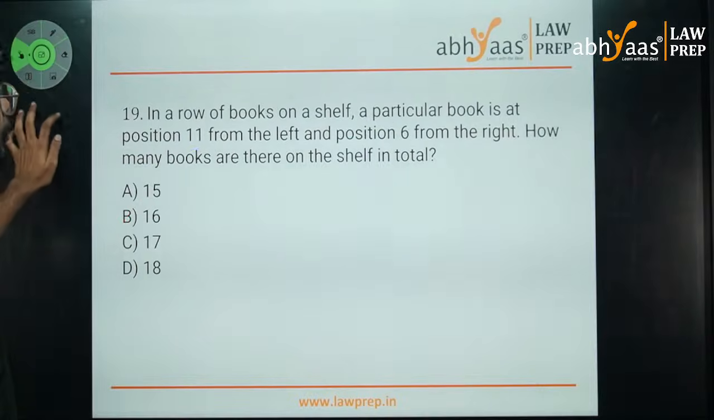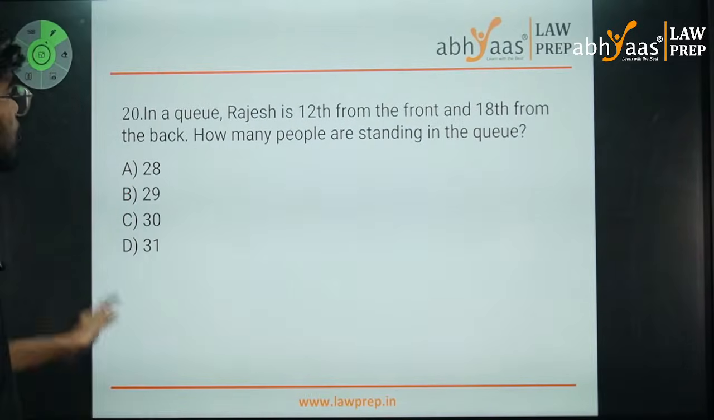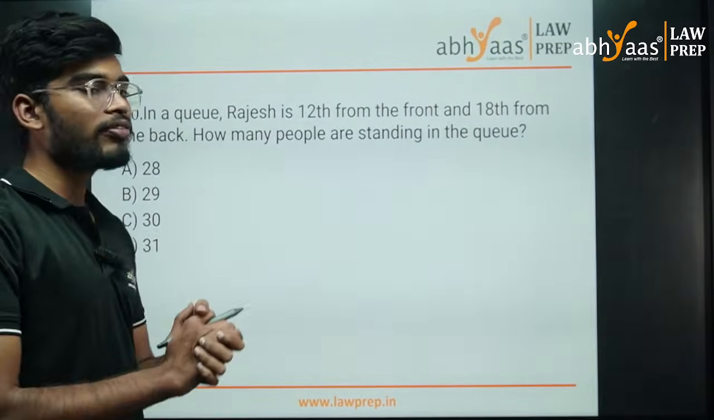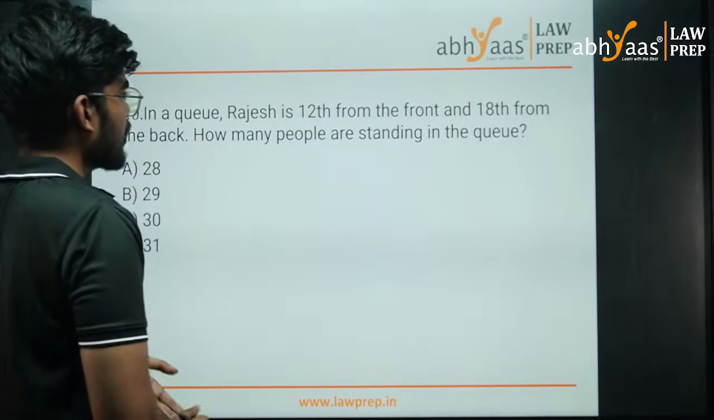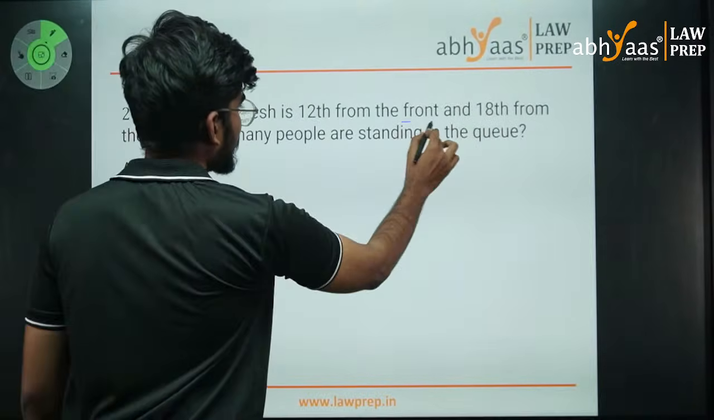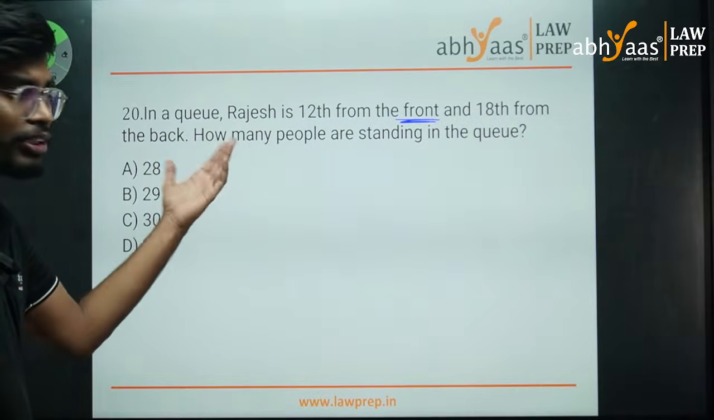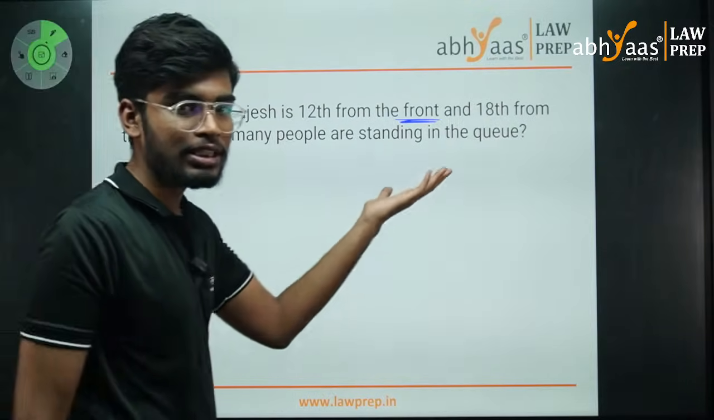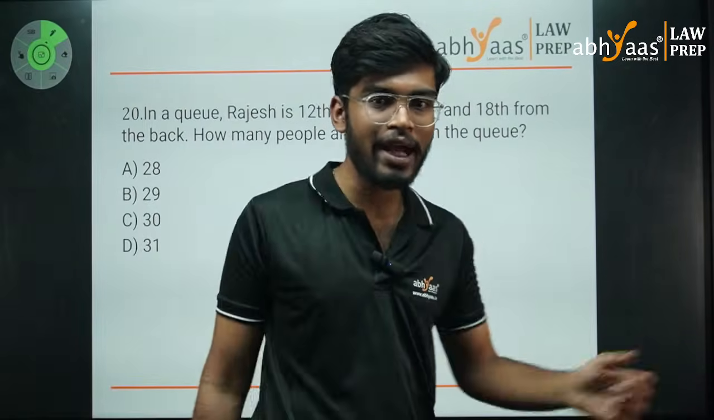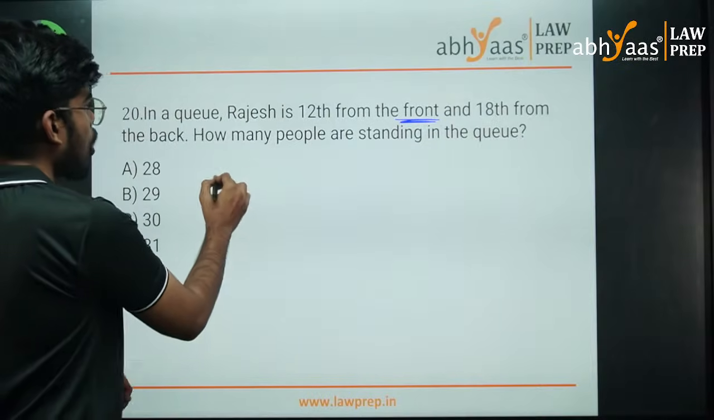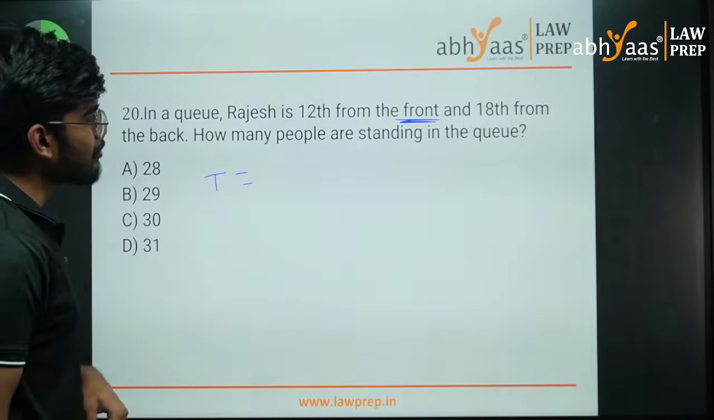The next question: in a queue, Rajesh is 12th from the front. Here you might get a doubt. The previous question was right plus left; now it is front and back. What to do? Same. Total is equal to right plus left minus 1. Similarly, it is front plus back minus 1. So total is equal to front plus back minus 1.